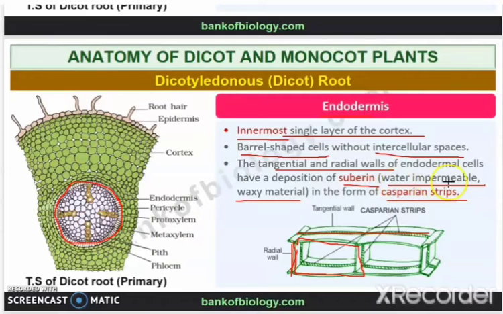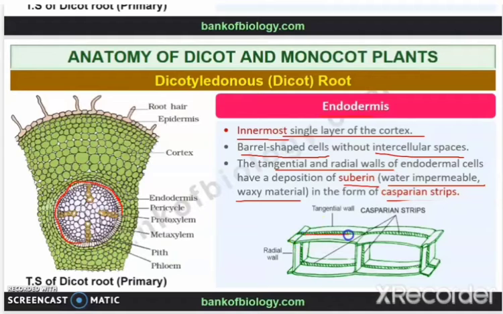Okay, so these are water impermeable waxy material in the form of Casparian stripes. So we are calling these stripes as Casparian stripes. You can see in this diagram now, children. So you can see they have marked the Casparian stripes.